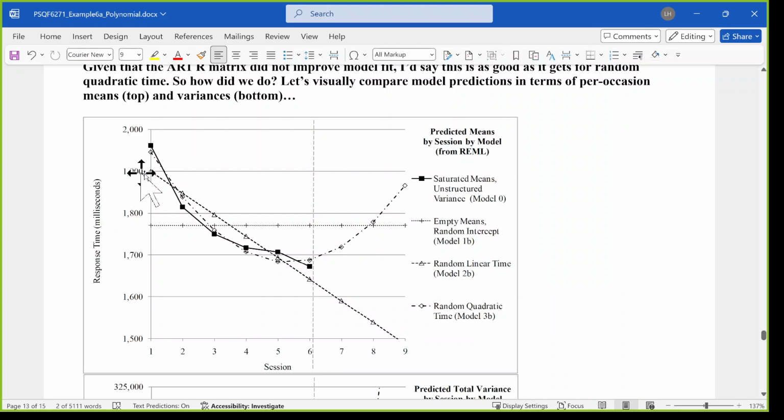So that works decently well. It's a little bit off on session 5. Session 5 was a little bit unexpectedly high. But the problem, theoretically, is that it predicts that response time would go back up. So people would start getting worse at this task instead of better if we continued that function. So that is less than ideal to me. So how well do you think the black line with the squares, the saturated means, is approximated by the quadratic? Stare at that for a second and I will answer Vladimir's question.